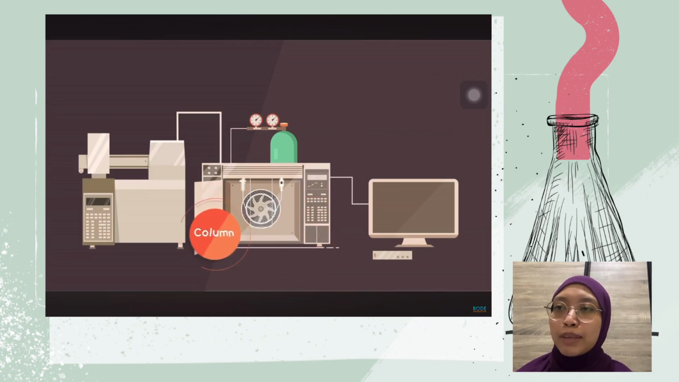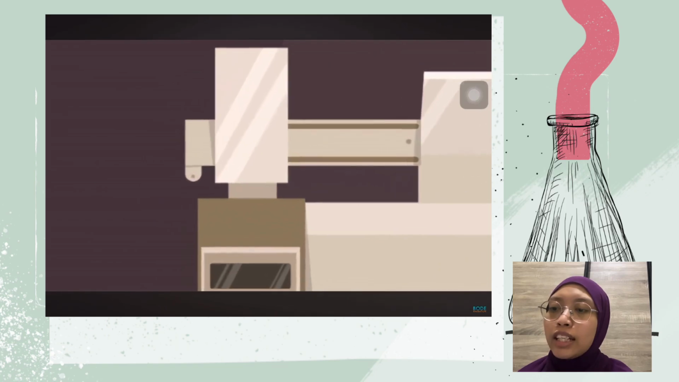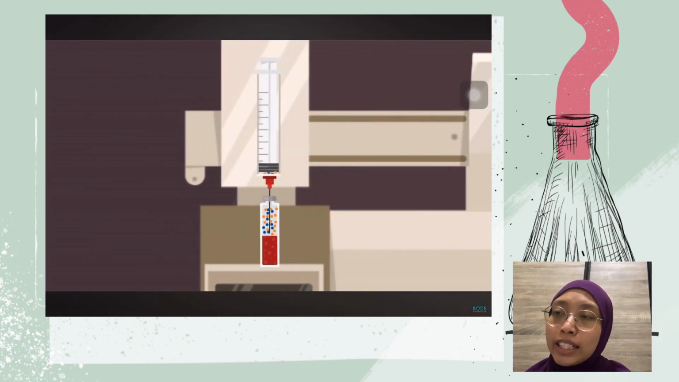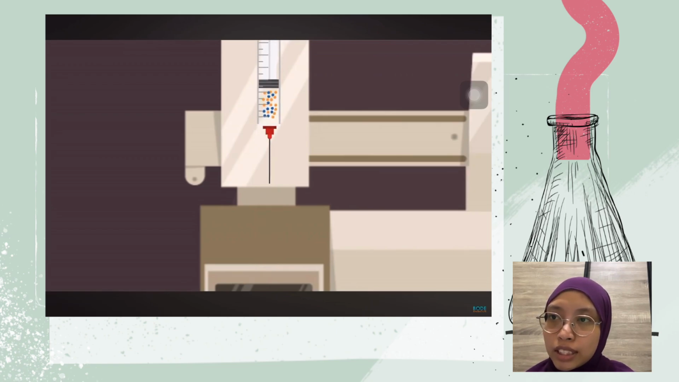Then step 2 is the vaporization. This is as simple as it sounds. The liquid sample is vaporized in the hot inlet and becomes a gas. And step 3 is the separation.